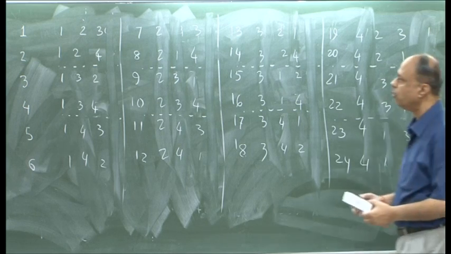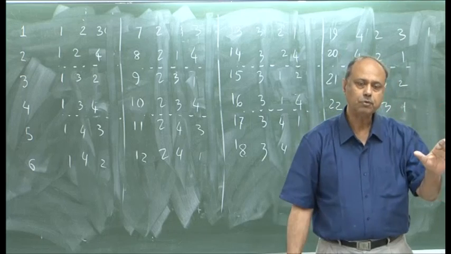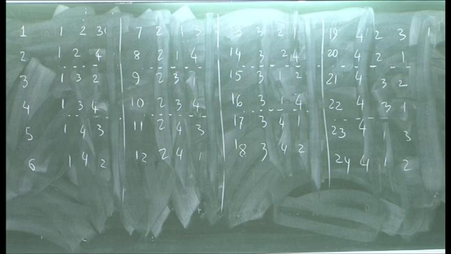You observe that all of them are distinct and they contain R elements. The total number of elements is nPr, so obviously you will be getting nPr distinct permutations, right?